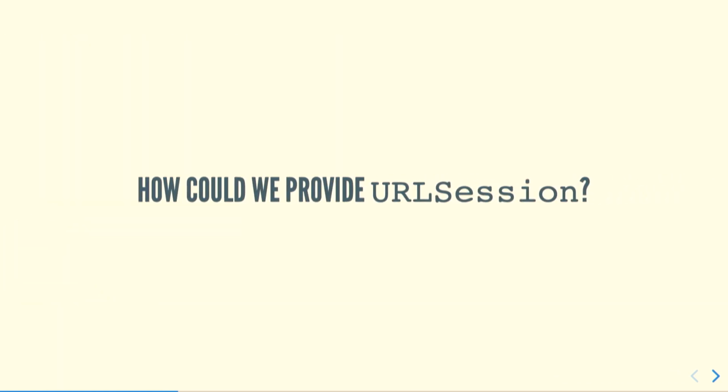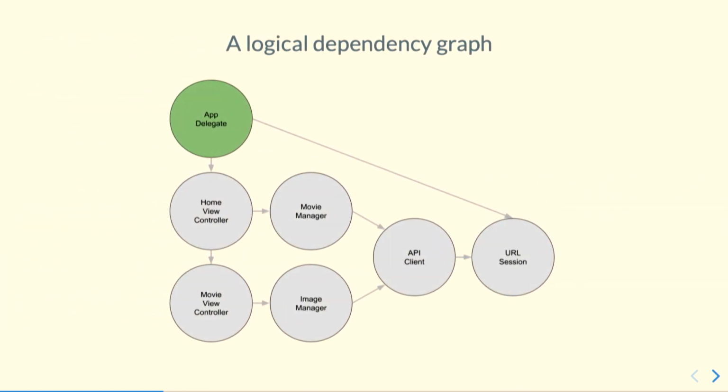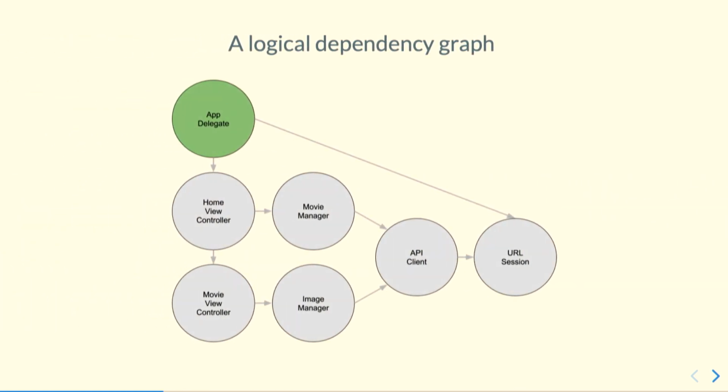And so the question is, how could we provide URL session? Because in all these objects here, URL session is the only one that has a state, because there is an HTTP cache. So you kind of want to share the configuration of the URL session and the cache throughout the code base. So that's why there is this link between app delegate and URL session. App delegate depends on the URL session because it's actually, in this graph, providing URL session for the entire code base.